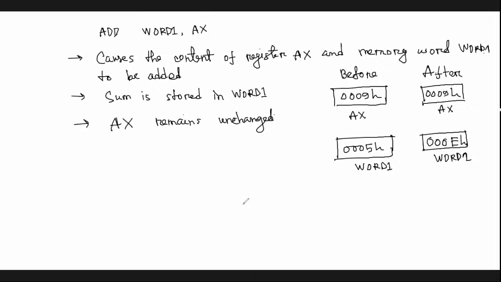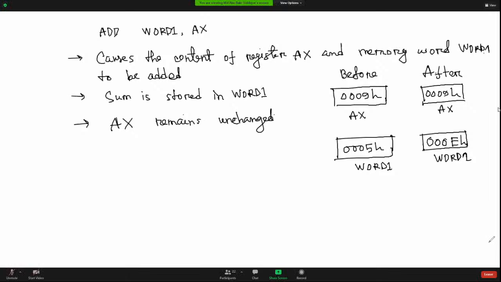Okay. So in hex, we add 9 plus 5. Yeah, it is correct. Yes, it should be. Okay, so that is the add operation. So you get the add operation, add word 1 comma x.